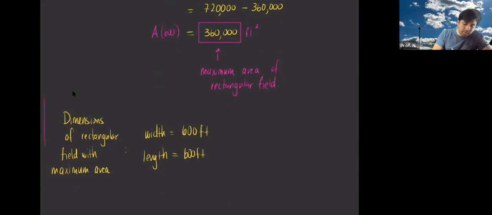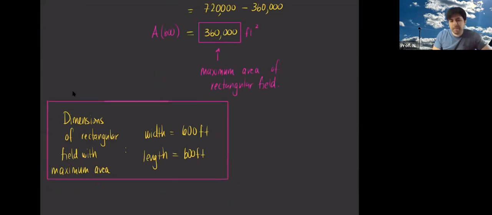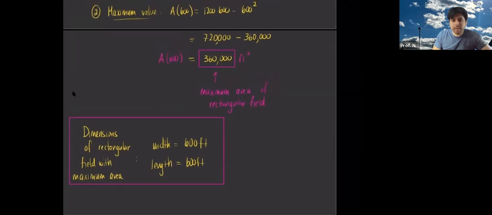So these are my dimensions. Again, if I create a square where each side is 600 feet, I have the maximum amount of area enclosed by the fence. Any other dimensions would not produce a maximum area. And that's how we can also utilize quadratic functions. Quadratic functions are great when you have two different variables that can be interchanged with one another, and you can find the maximum or the minimum of it.